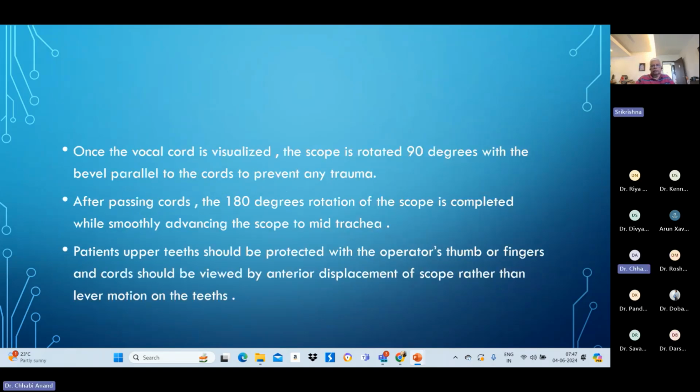Once the vocal cord is visualized, the scope is rotated 90 degrees with the bevel parallel to the cords to prevent any trauma. After passing the cords, the 180-degree rotation of the scope is completed while smoothly advancing the scope to mid-trachea. Patient's upper teeth should be protected with the operator's thumb or fingers, and cords should be viewed by anterior displacement of the scope rather than lever motion on the teeth.